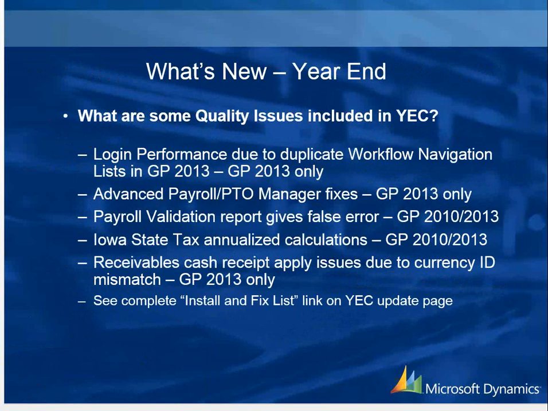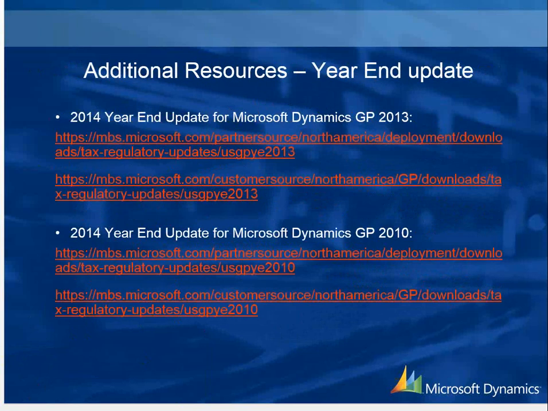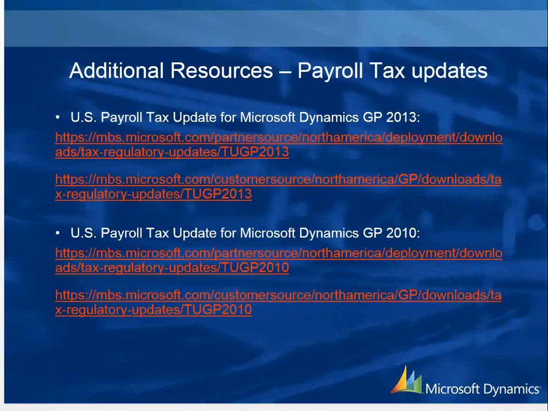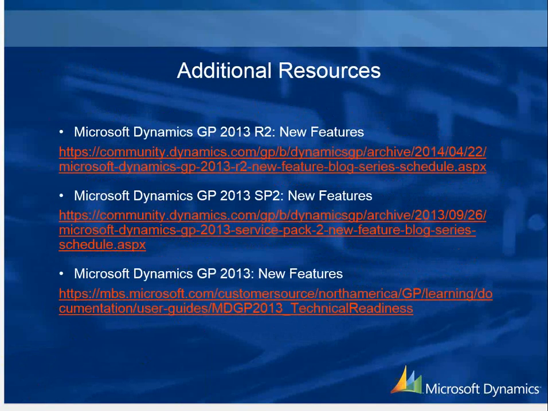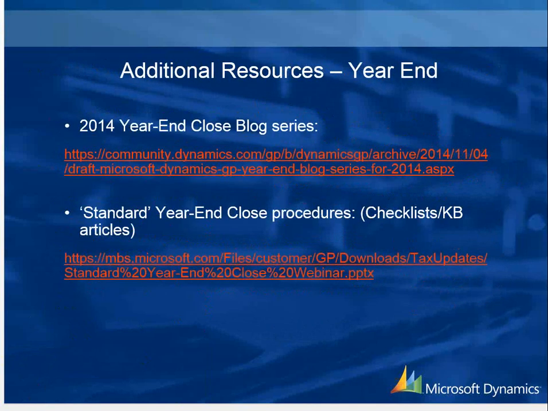There have also been some changes in terms of quality and performance issues that have been updated. There's a variety of fixes. These are all going to get downloaded as part of the year-end update. And again, I've got those additional resources with the links, whether I'm looking for where do I find the update for my specific version, or where do I get my payroll tax updates. There's some really good feature information, and the year-end close blog series, as well as a checklist of year-end close standard procedures. You can download those and go through step by step.